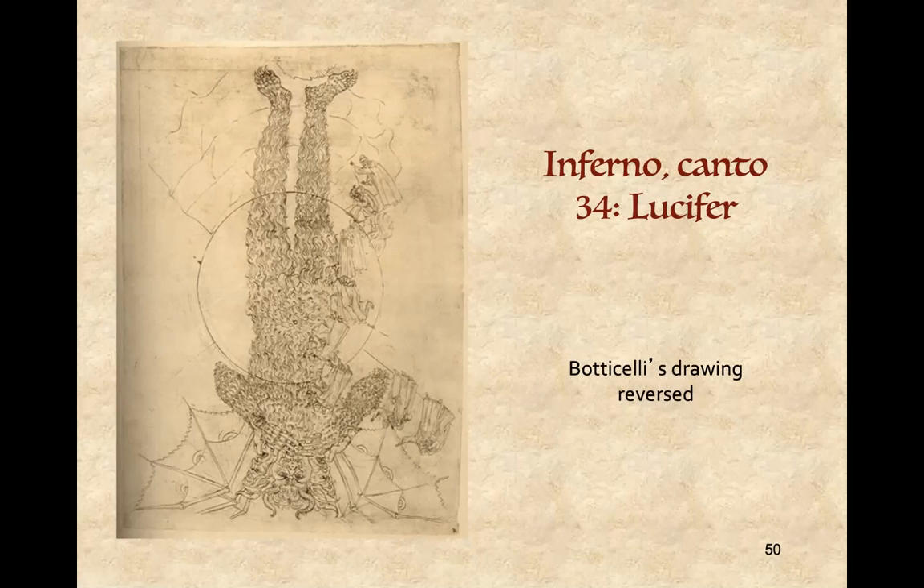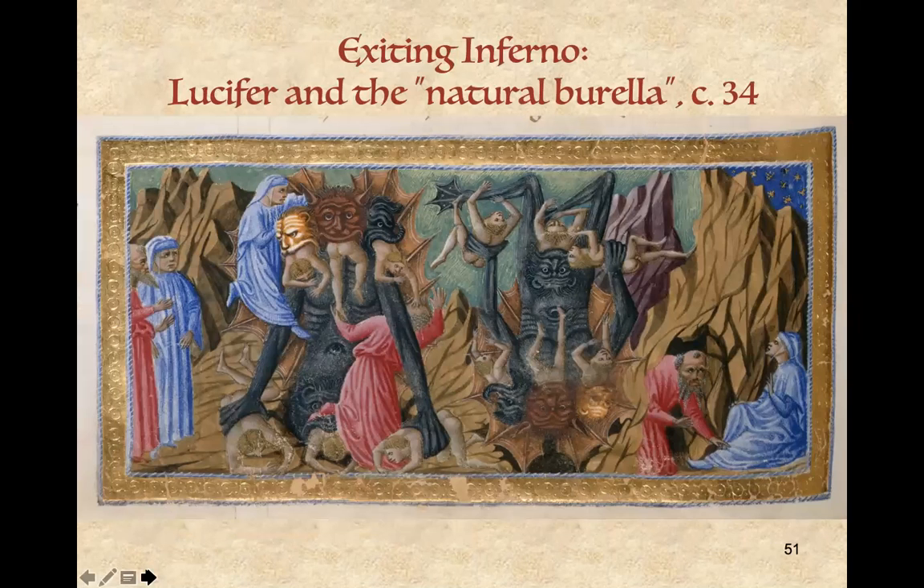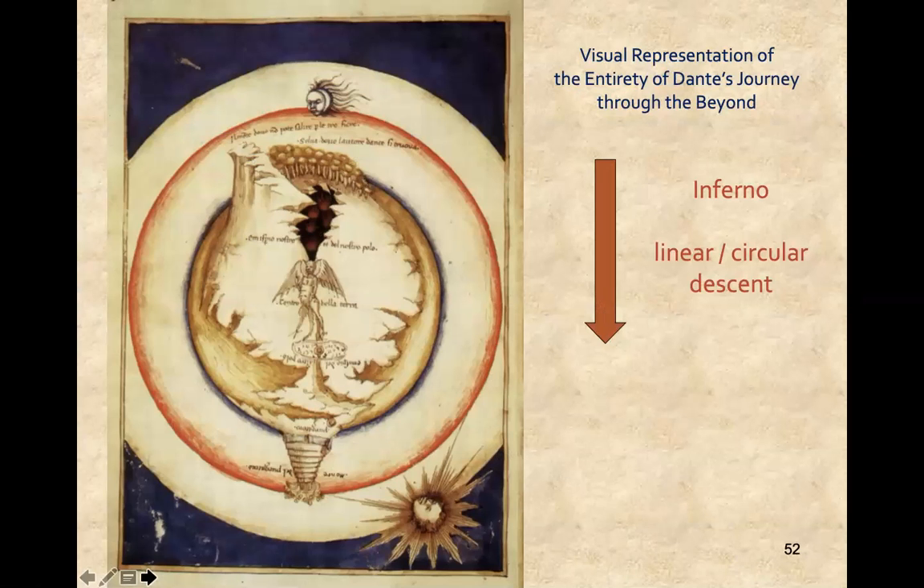Dante is very confused about the experience. He doesn't understand, and he asks Virgil to explain. And again, in this 15th century miniature, you can see the representation of this inverted image of Lucifer, and how Dante and Virgil get out of hell by essentially using the body of Lucifer as their way out.